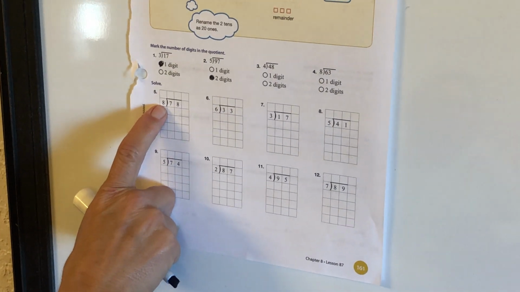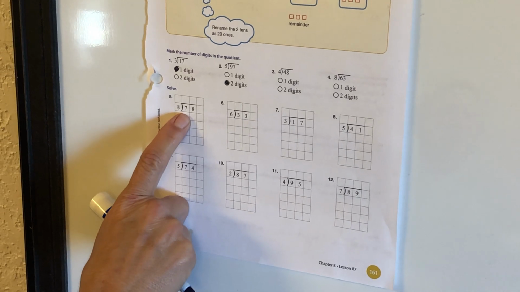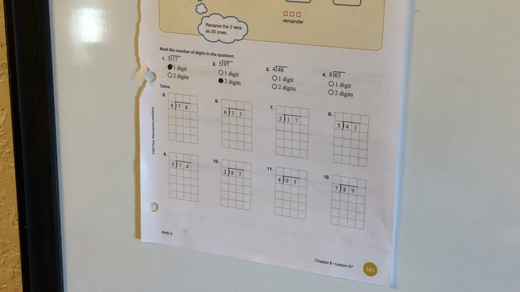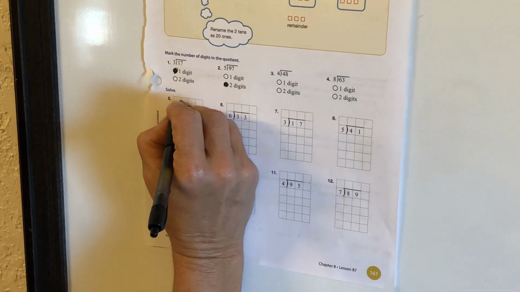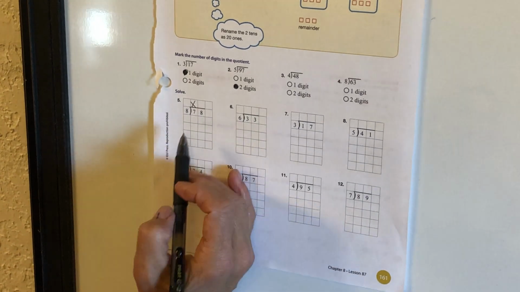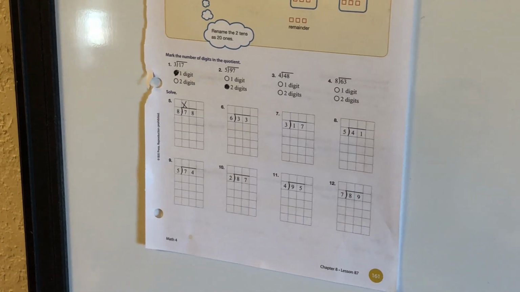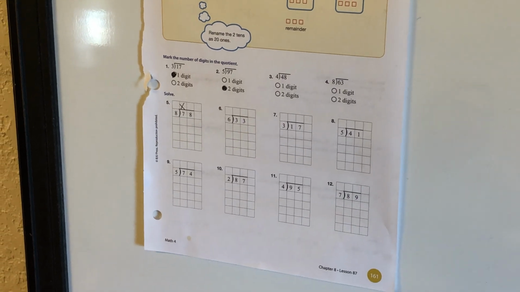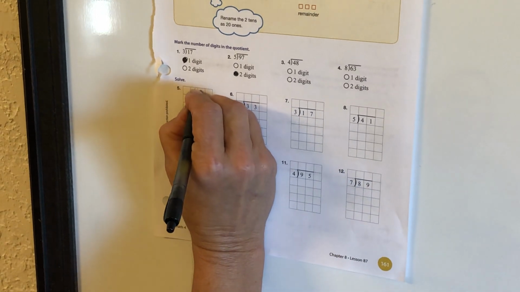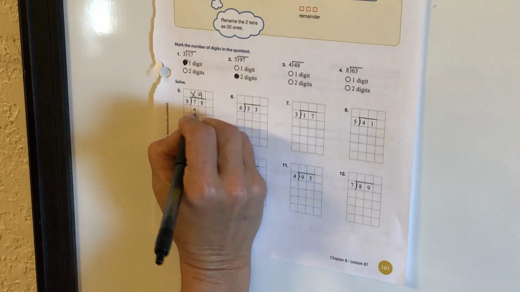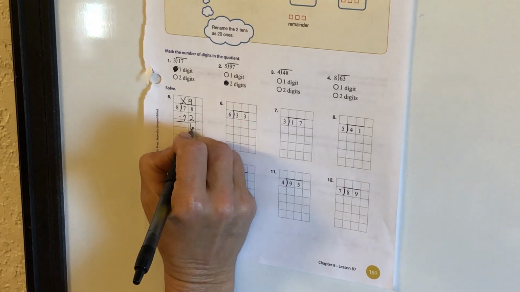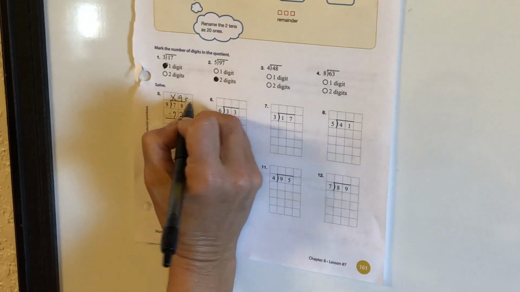So, how many times will 8 go into 7? Well, it will not. So, I'm going to put an X, and you don't have to put an X. You can just leave it blank, but this will help you in the beginning. How many times will 8 go into 78, though? And that is 9 times. 9 times 8 is 72. Then we subtract, and we have a remainder of 6.